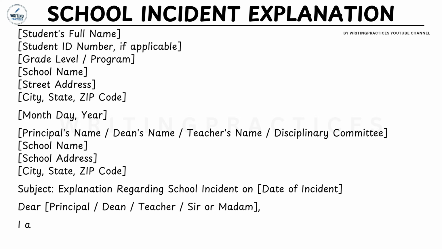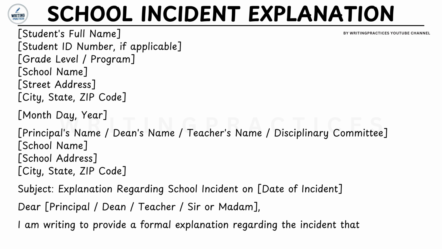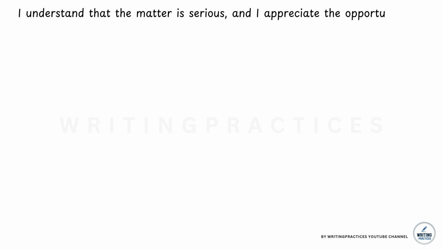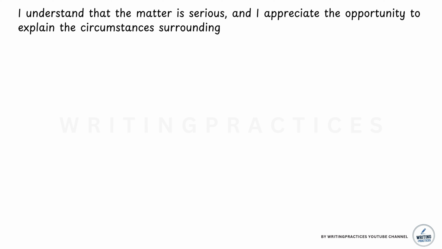Opening paragraph. Now begin the letter by explaining why you are writing. For example, I am writing to provide a formal explanation regarding the incident that occurred on June 7, 2026, involving a classroom disruption during a science laboratory session. This opening immediately identifies the purpose of the letter and the incident being discussed. Acknowledgement paragraph. Next, acknowledge the seriousness of the matter. For example, I understand that the matter is serious, and I appreciate the opportunity to explain the circumstances surrounding the event. This paragraph demonstrates maturity, respect, and a willingness to cooperate with the school's review process.